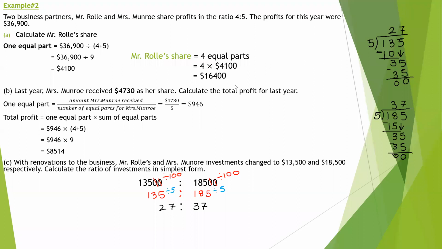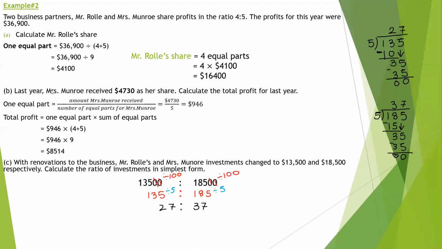And you get 4,100. And to get Mr. Roll's share, since he got 4 equal parts in the ratio, you do 4,100 times 4, which will give you $16,400. That's Mr. Roll.